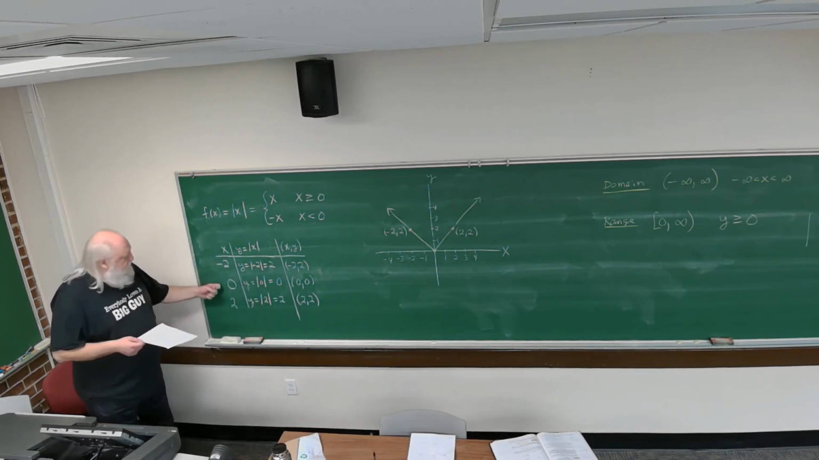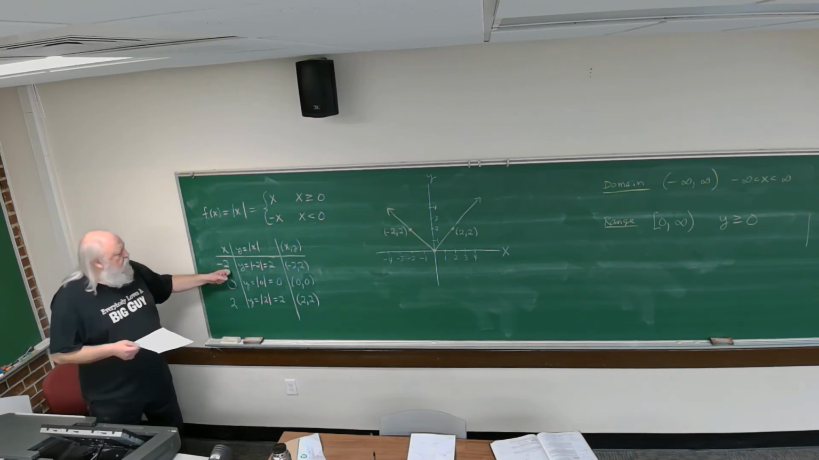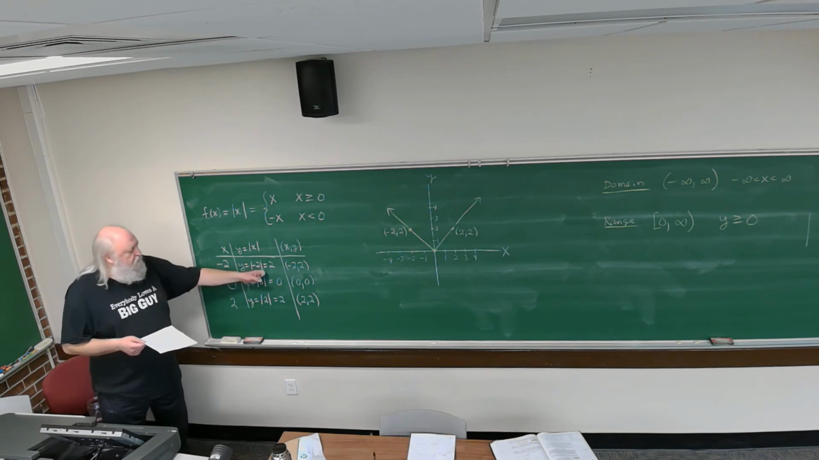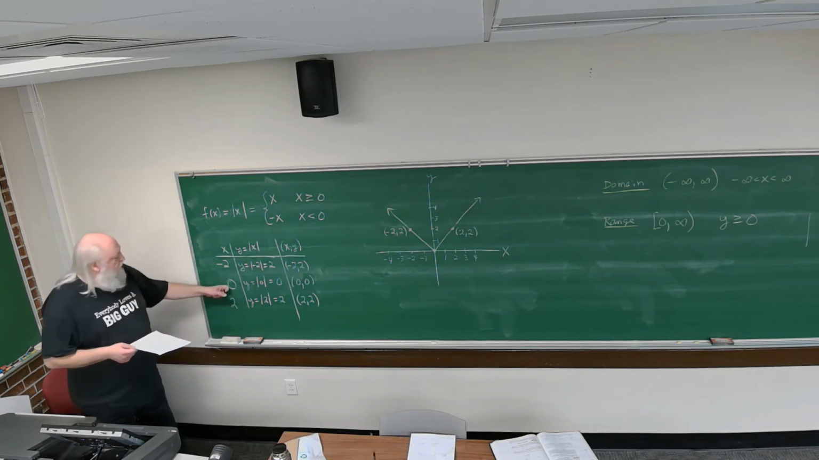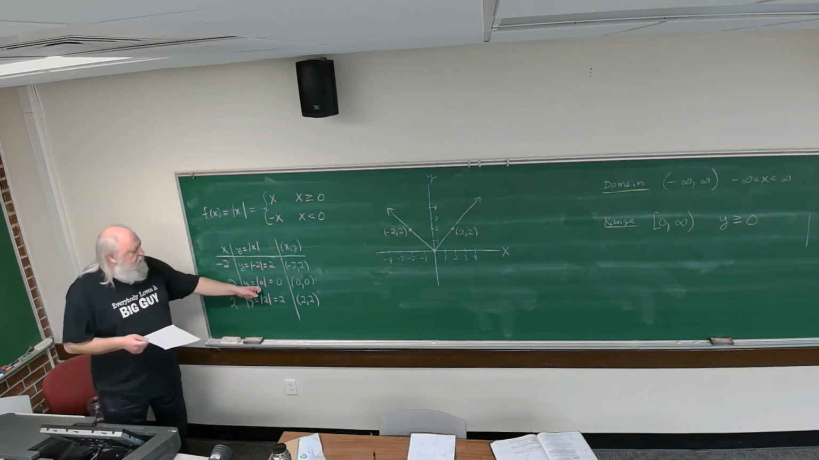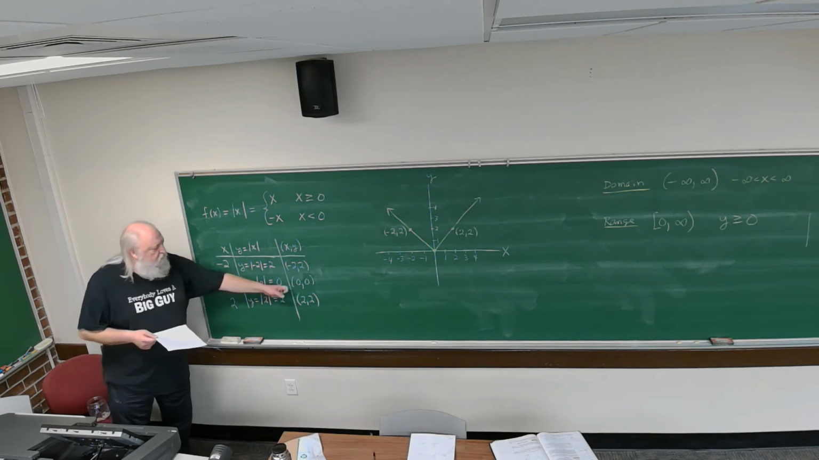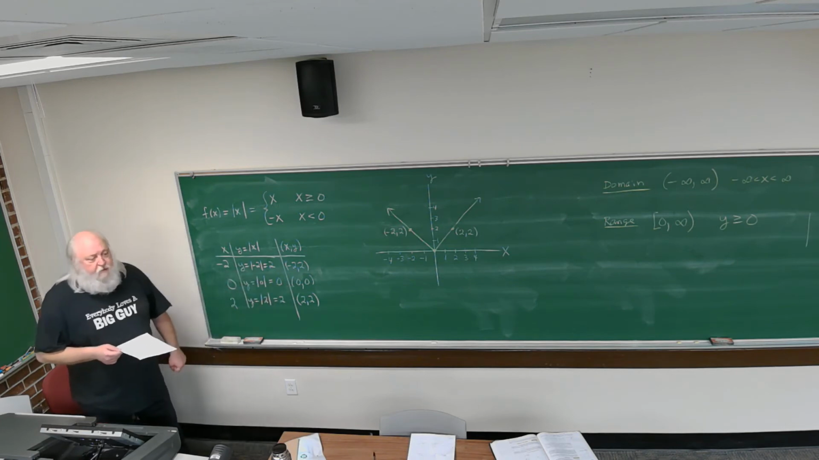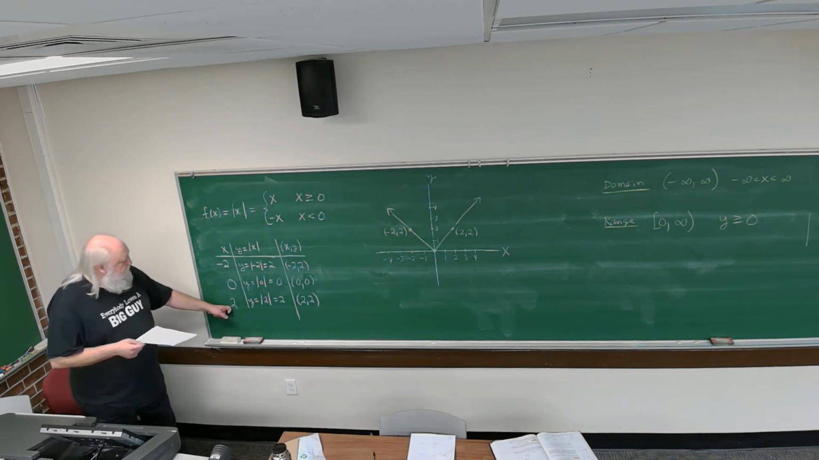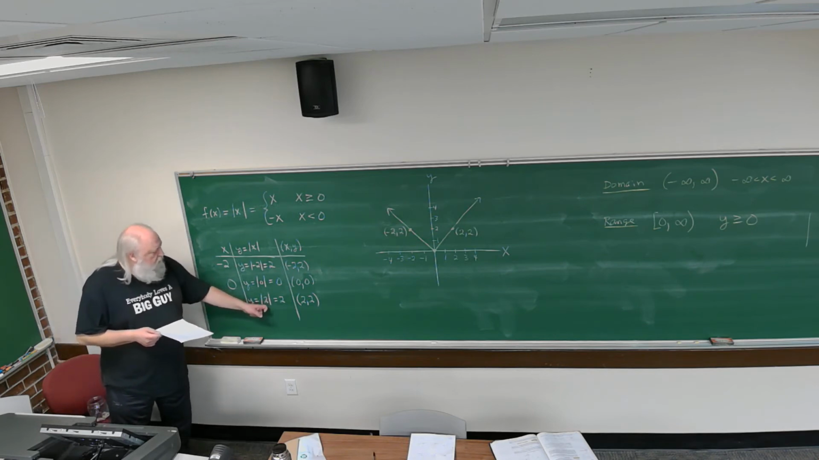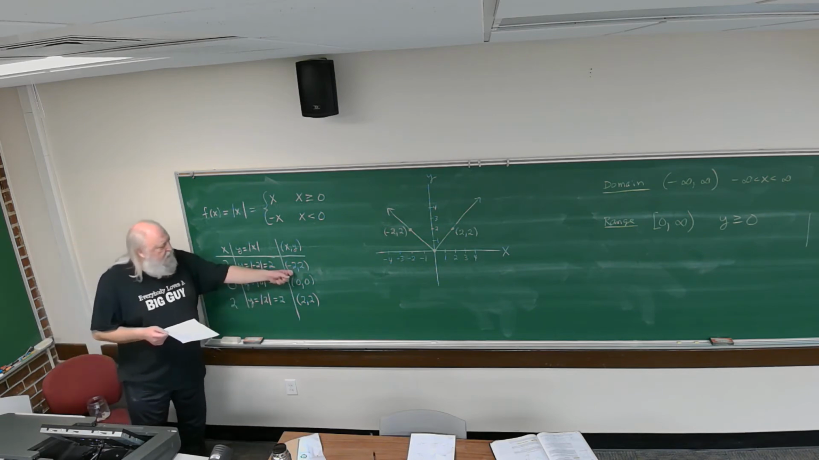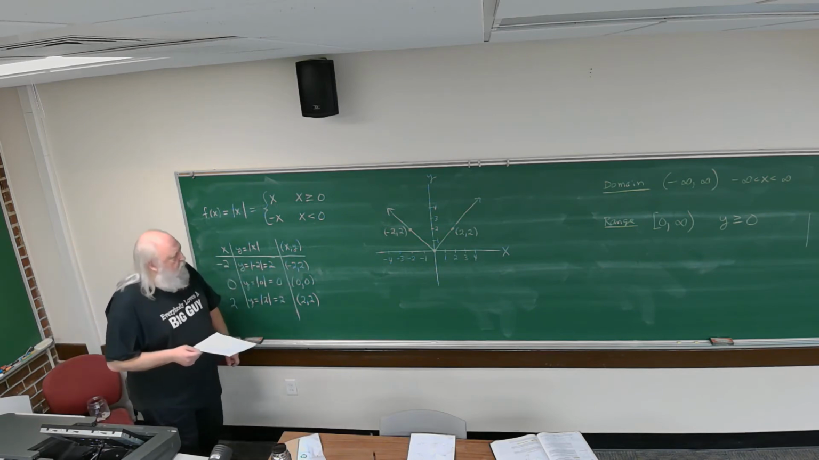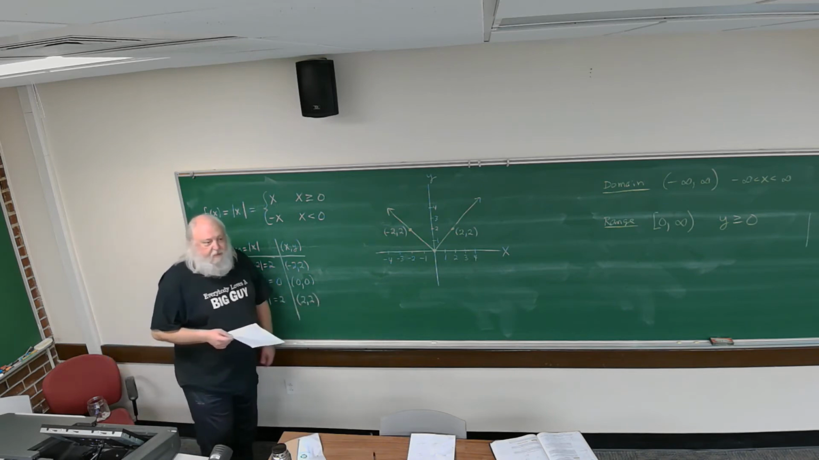So I use minus 2, 0, and 2 for my values of x. So when x is equal to minus 2, y is equal to the absolute value of minus 2, which is 2. So the point minus 2, 2 is on the graph. When x is equal to 0, y is equal to the absolute value of 0, which is 0. So the origin is a point on the graph. And when x is equal to 2, y is equal to the absolute value of 2, which is 2. So the point 2, 2 is on the graph. So now we plot these 3 points in the coordinate plane, and then we connect the dots.